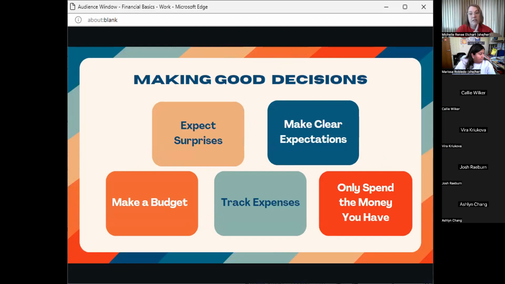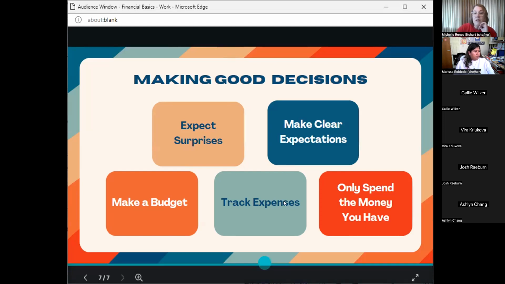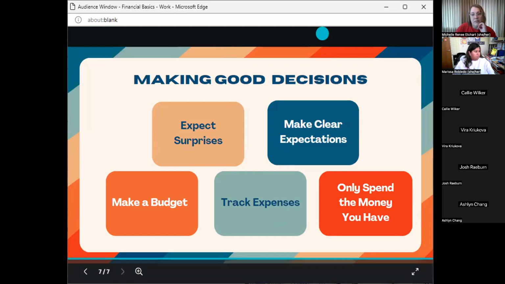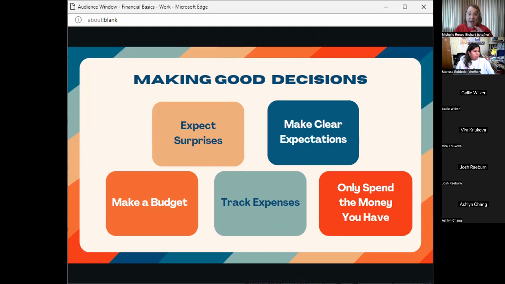One, make a budget, whether it's an Excel spreadsheet, whether it's even a Word document, and track your expenses. So if you know you've got $500 in your budget for the year, that's what you've got. As you're spending money, track those so that you know without anybody else having to tell you how much is left. Make sure that you are only spending the money that you have.